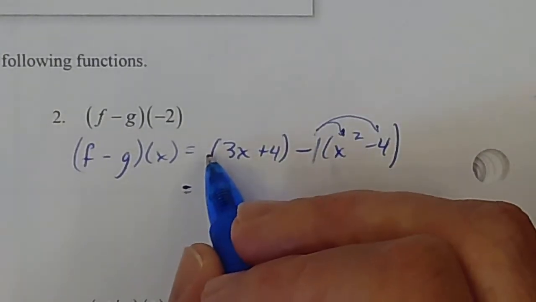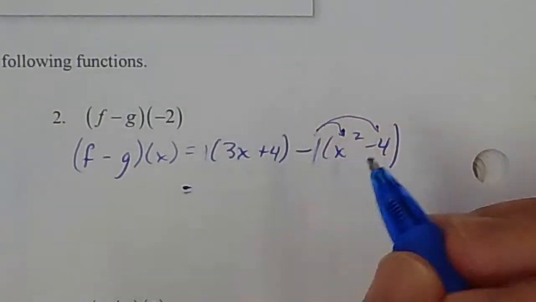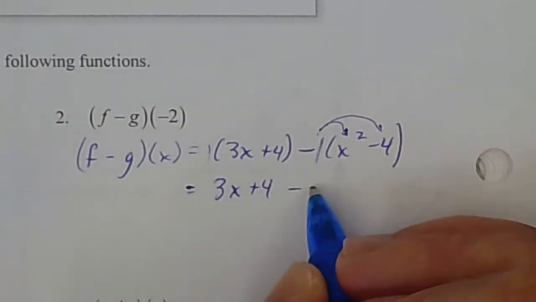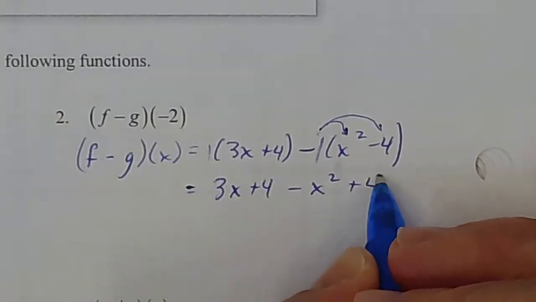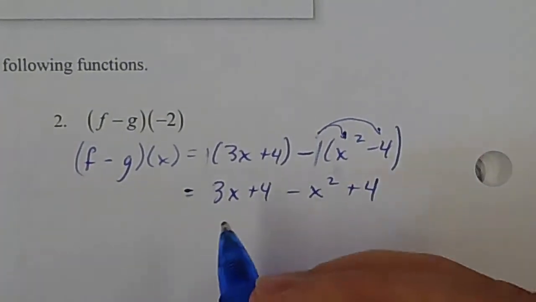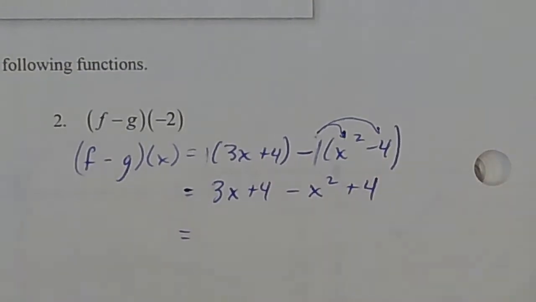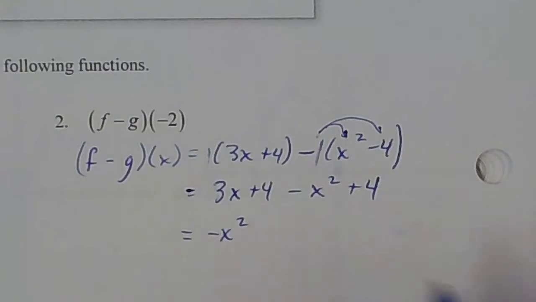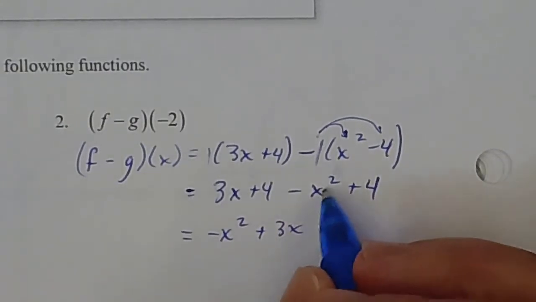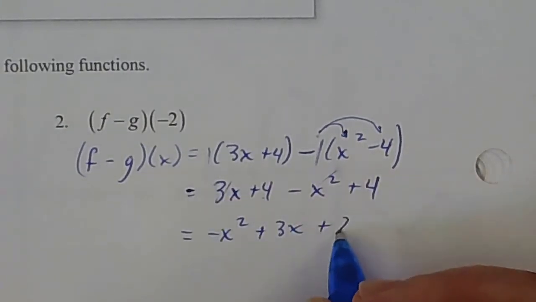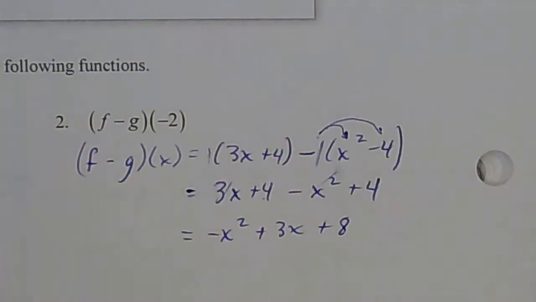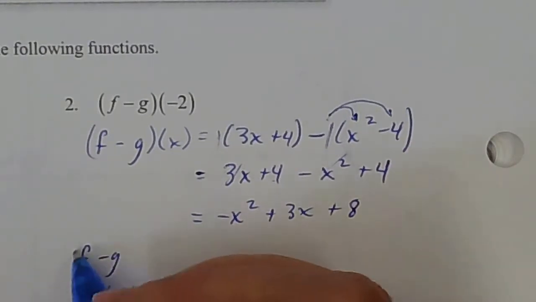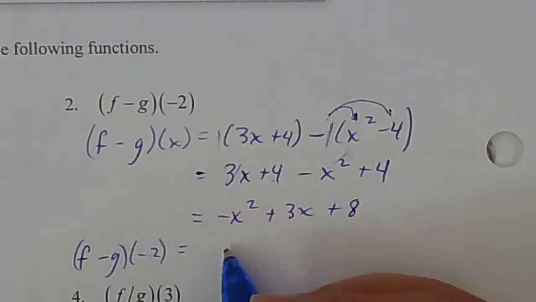You can put a -1 coefficient in front and distribute that to make sure you change the signs. So there's nothing to change on the first quantity. You could distribute a positive 1 if you want to stay consistent with that. So 3x plus 4, this becomes a minus x squared and a positive 4. Okay, and now just collect like terms and we'll have our difference function. All right, so now we have our difference function. So f minus g using -2 now.